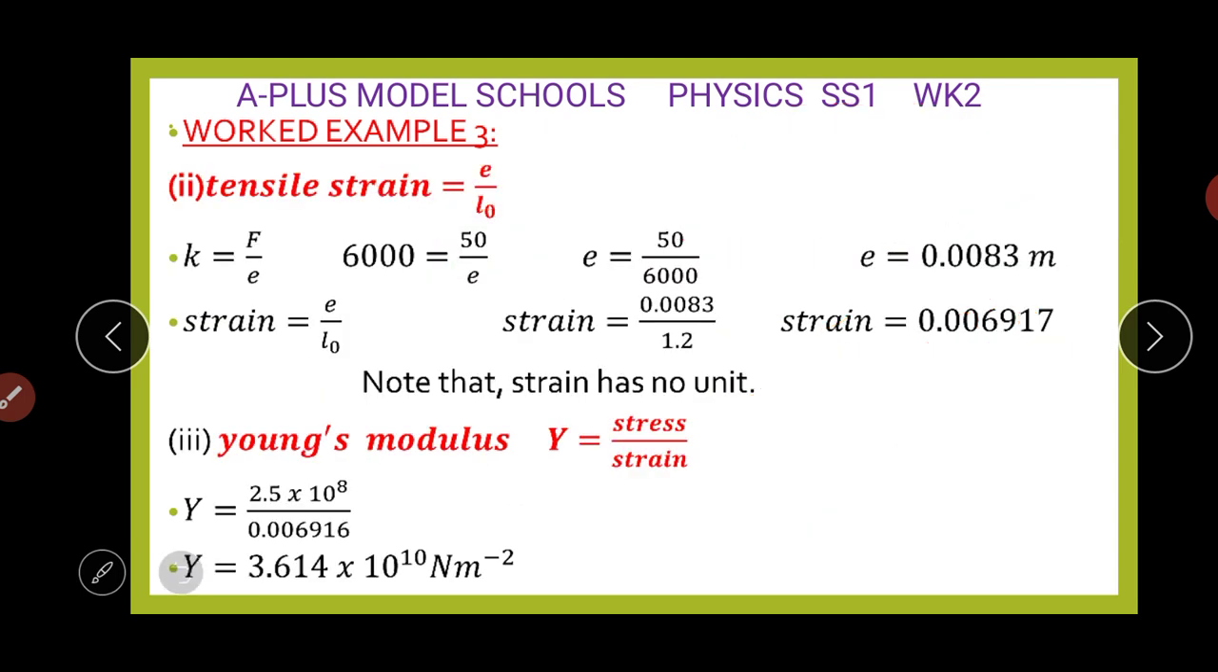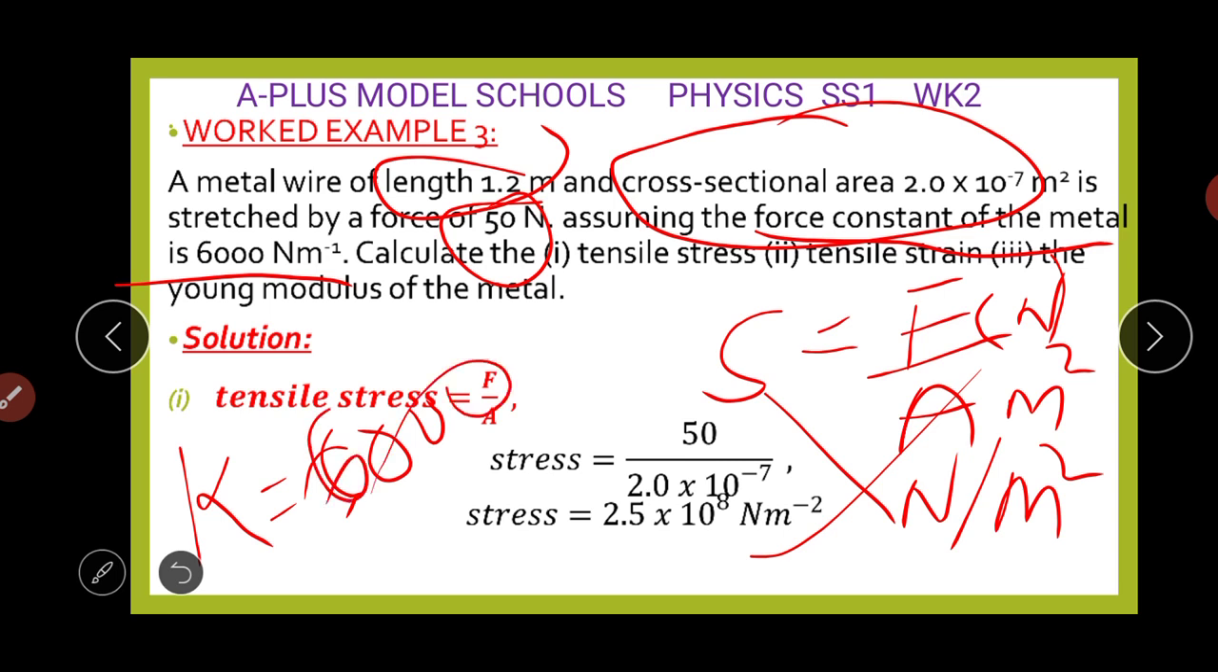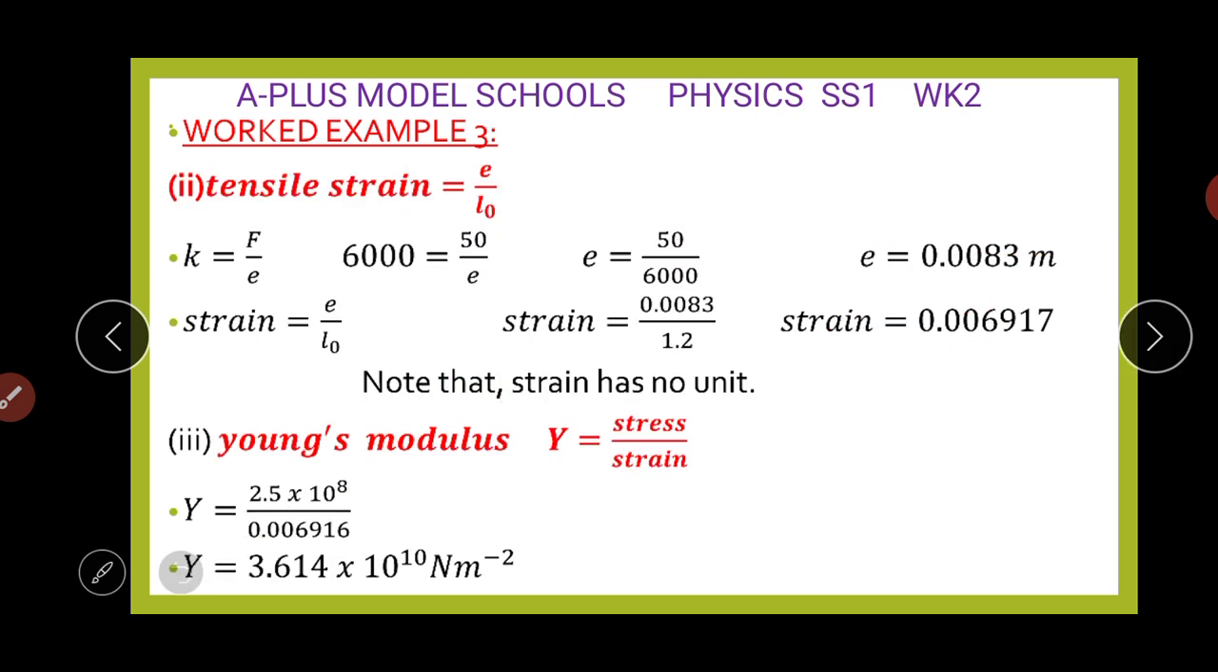The second one, they say we should find the strain. In the question we are given that the force constant of the material is 6,000. That is K. You are given K to be 6,000. Now, the strain. The strain is extension over original length.